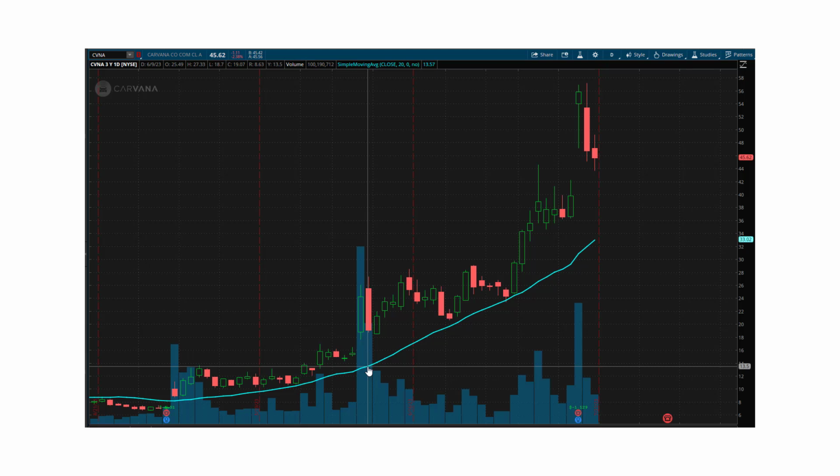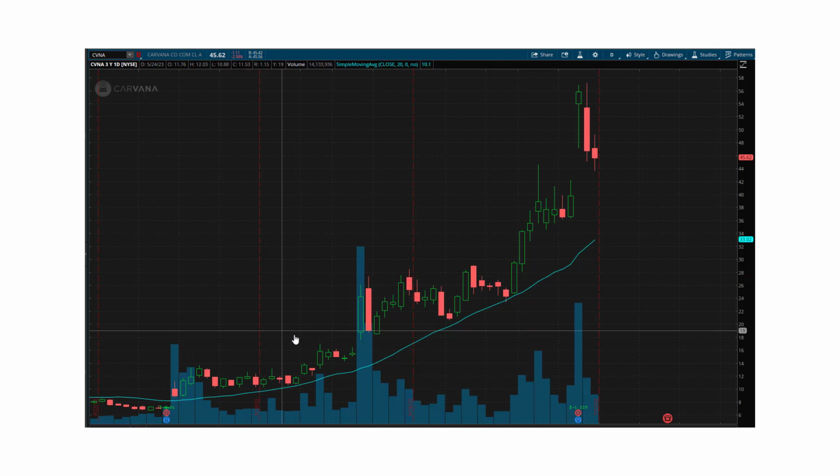So with pullbacks, we're looking for trends in one direction or another. In this case, you can tell, I hope, that this is an uptrending stock. And in the case of an uptrend, a pullback would be something where the price of the stock then either settles down by going flat or comes down by actually going downward in price.